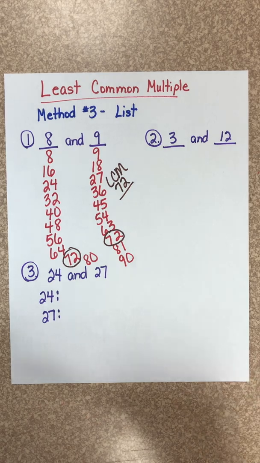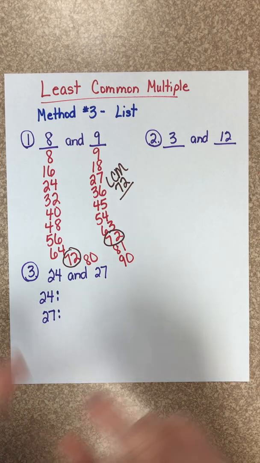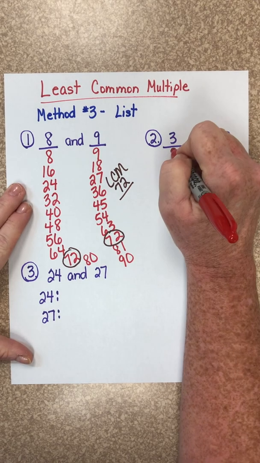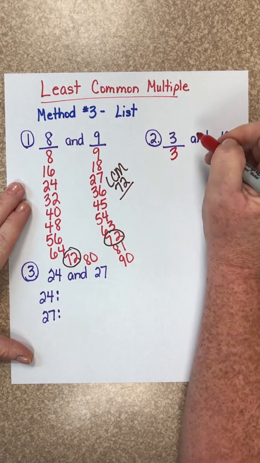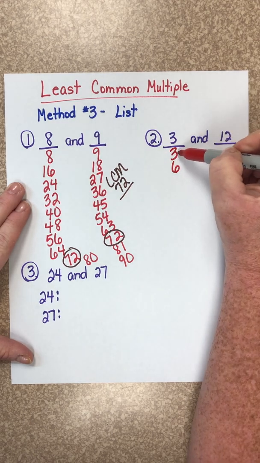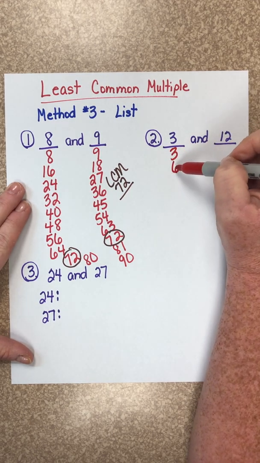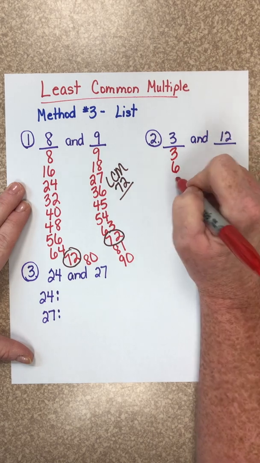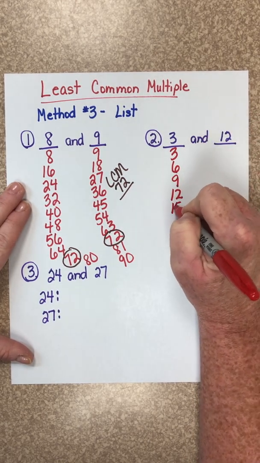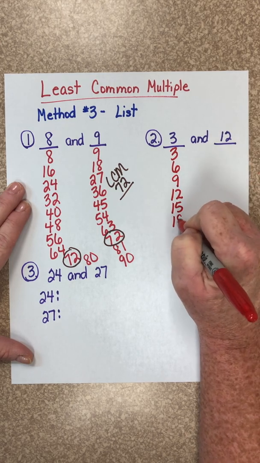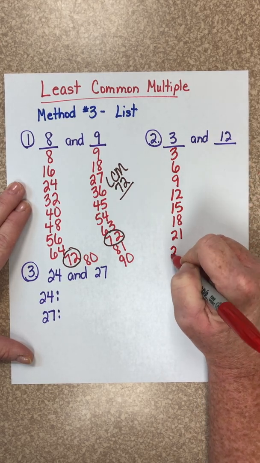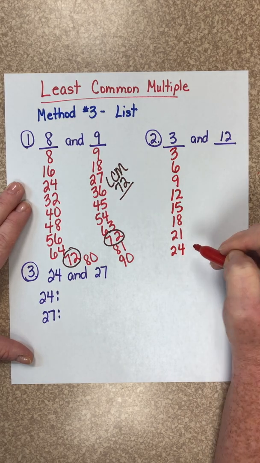Okay, let's go to the second example. This is 3 and 12. And again, I want to start with 3. The first multiple of 3 is 3. The second multiple of 3 is 6. So that's 1 times 3 is 3. 2 times 3 is 6. 3 times 3 is 9. 12, 15, 18, 21, 24. I think I'll stop there for right now.